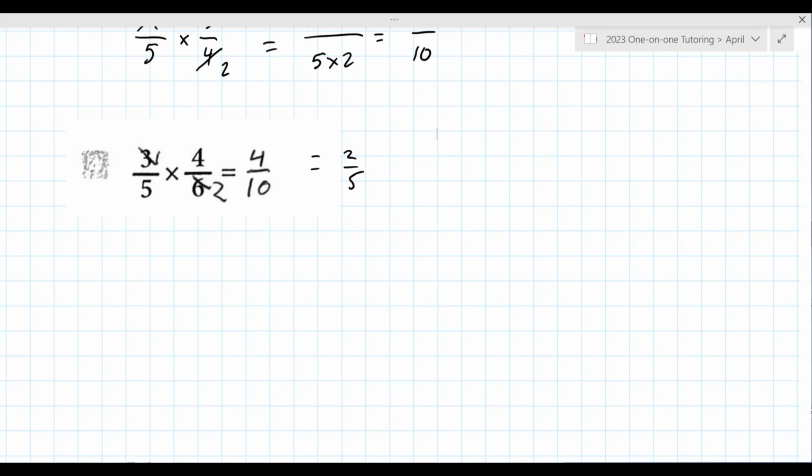11. You can't reduce 12. You can't reduce 13. I reduced 14. 15 can't be reduced. 8. 16 can't be reduced. And 17, I'm pretty sure I got that right, but I'm not positive.